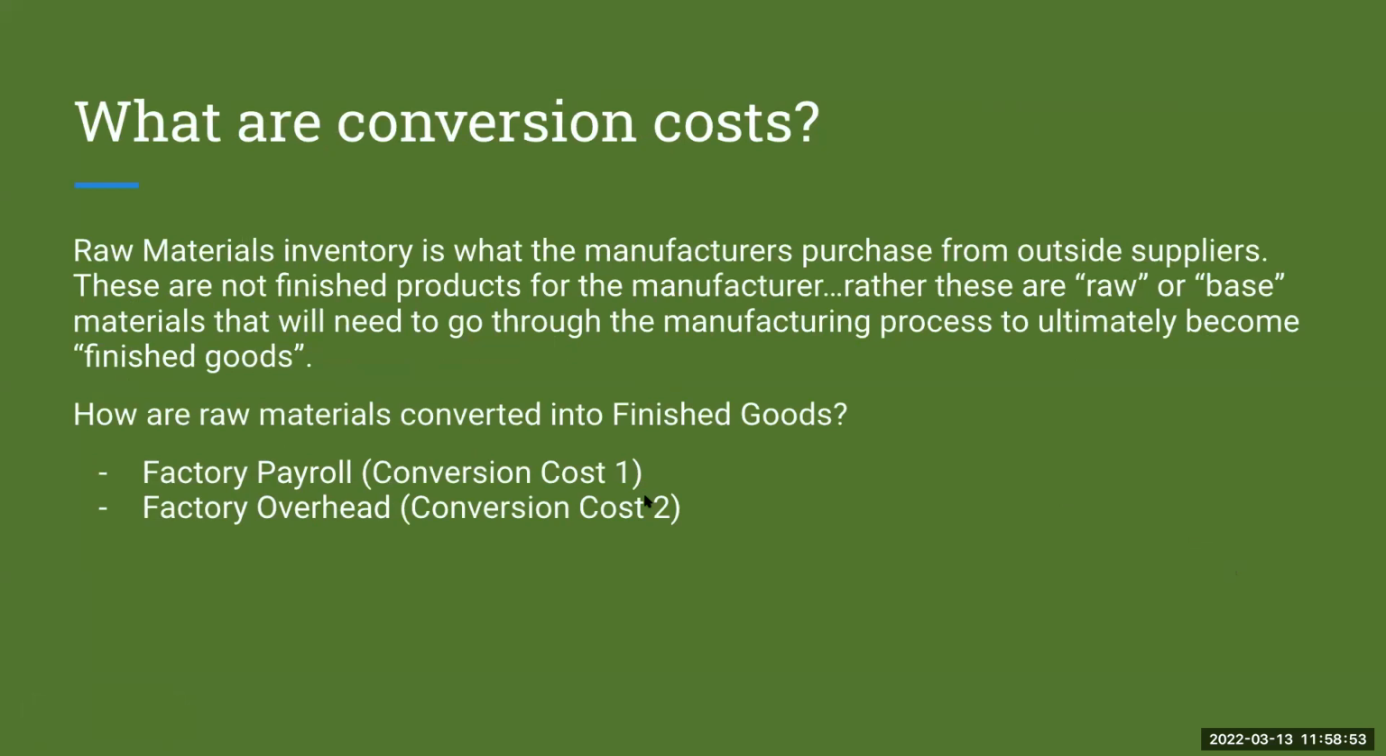So what are conversion costs? The raw materials inventory is what we're buying from outside suppliers. These are not finished products. These are the base materials that we're going to put through our manufacturing process to ultimately have it become finished goods. How are the raw materials converted? Well, we're going to have 2 costs. We have factory payroll and factory overhead.